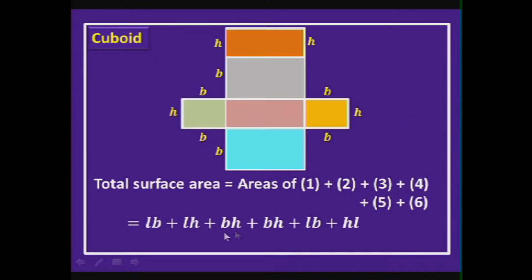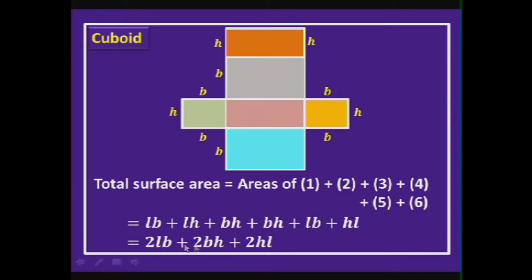Got it, children? And if you notice here we have LB and one more LB. So, LB plus LB is 2LB. And again, LH and HL, both are same. We have already learned, children, right? L into H or H into L, both are equal. So, here LH plus LH will be 2LH or 2HL you can write. BH plus BH is 2BH. So, on simplifying we get 2LB plus 2BH plus 2HL.